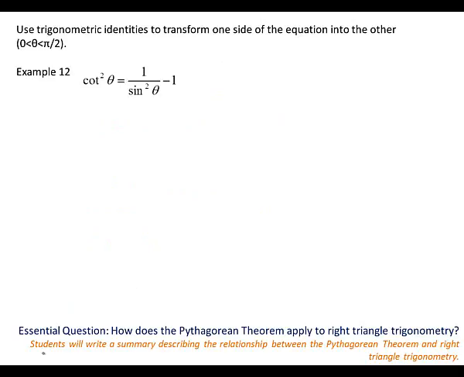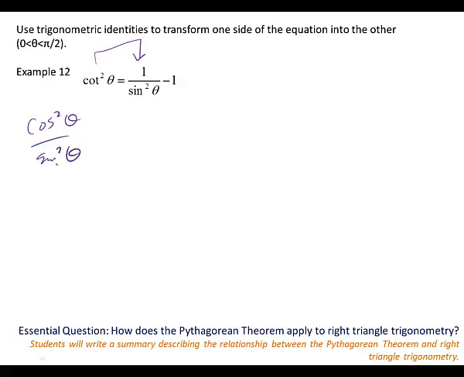Okay, so here's what I'm going to do next. I have to try to turn cotangent squared into 1 over sine squared minus 1. The first thing I'm going to do is get this into sines and cosines. So I'm going to replace cotangent squared with cosine squared over sine squared.